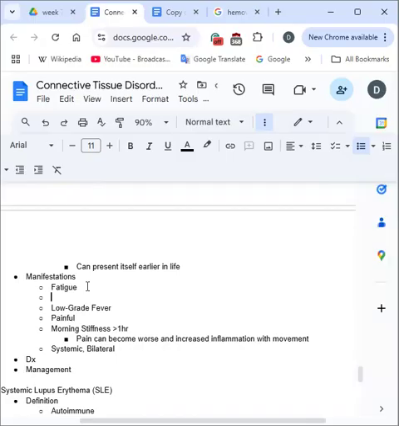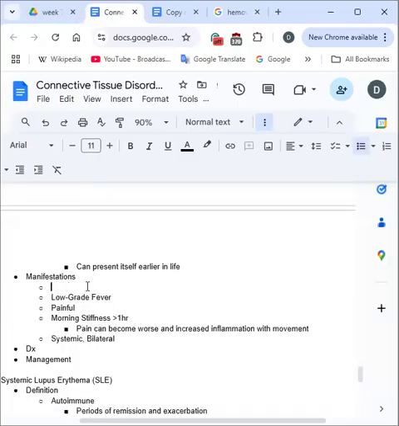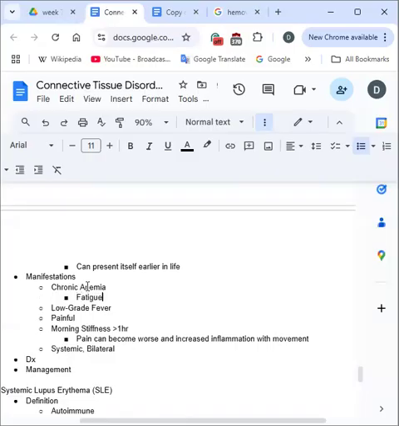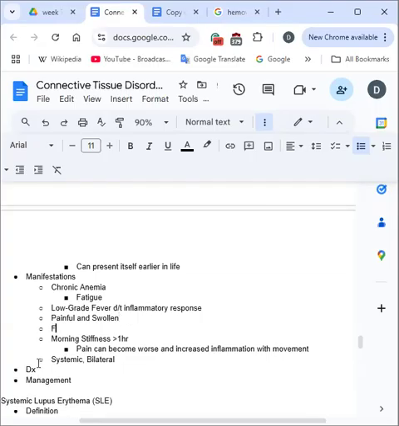Another thing that might also be related is chronic anemia. So I guess maybe I'll do it like this: the condition leads to chronic anemia. That's going to lead to low grade fever due to inflammatory response, swelling, which we mentioned. And a key thing also is going to be finger contracture.